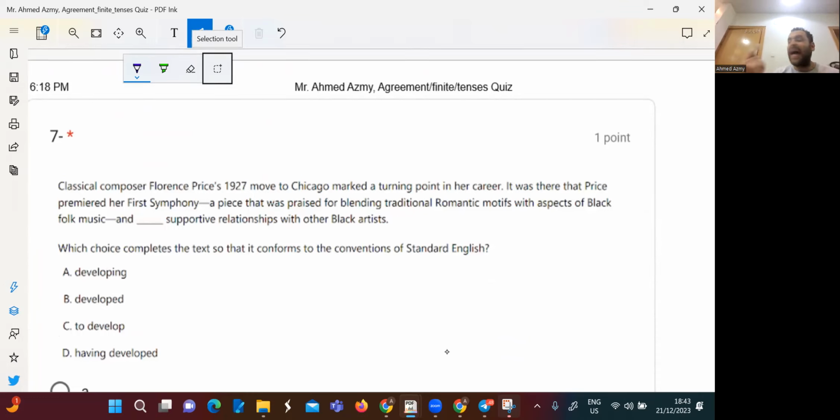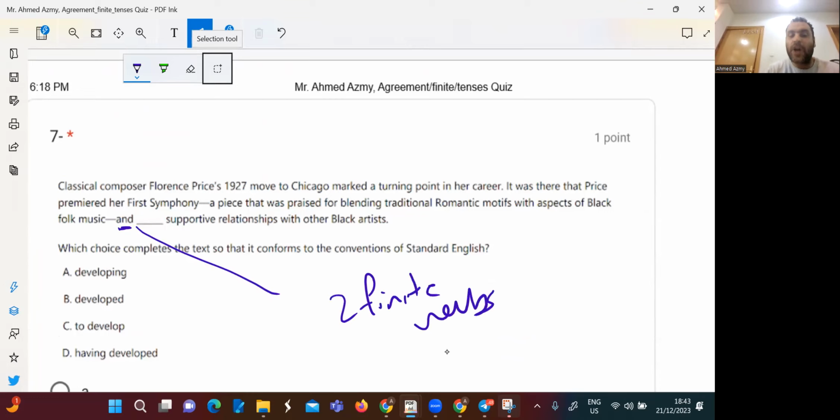Okay. If I solve this quickly, what does it mean? That I should have two finite verbs. Look, this is that, a relative clause, and it should have a subject and a verb. Here is its first verb, was praised. This is the finite verb, the first finite verb. And I need a non-finite, sorry, finite. The only finite one here is which?